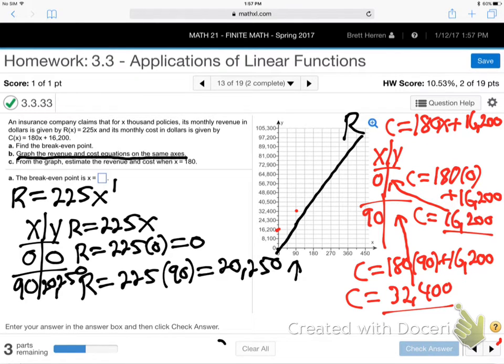Now, these are x, y guys. X, y, x, y. I mean, the y is the cost, right? This is dollars, which is cost or revenue. It's my y values, right? So over 90 up 32,400. Connect them, and we'll have a cost function.